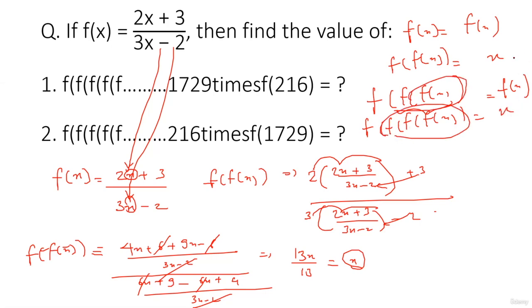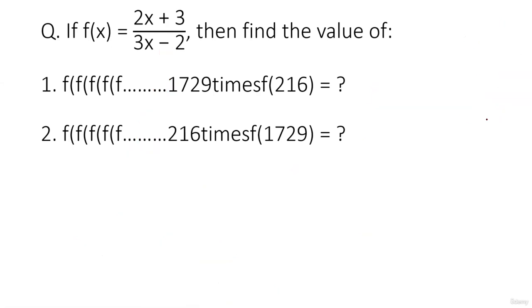So it is again x. So it will now keep on alternating, right? f of x, x, f of x, x, f of x, x. In short, this entire thing can be summarized as: f of x will be equal to f of x.